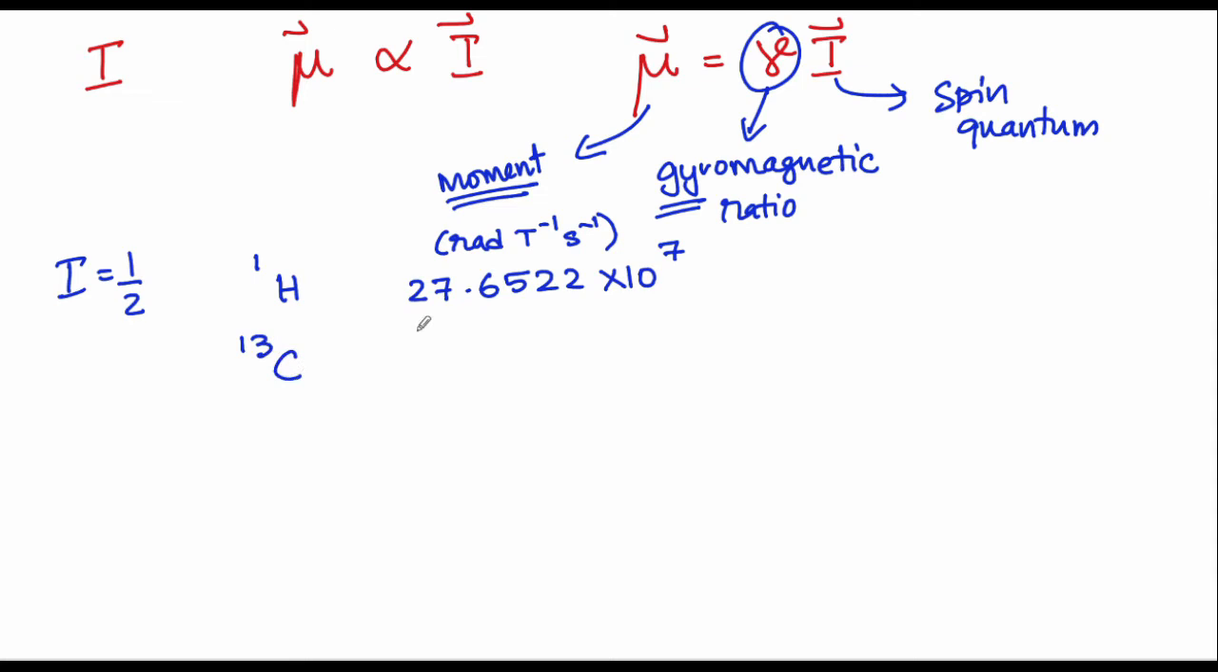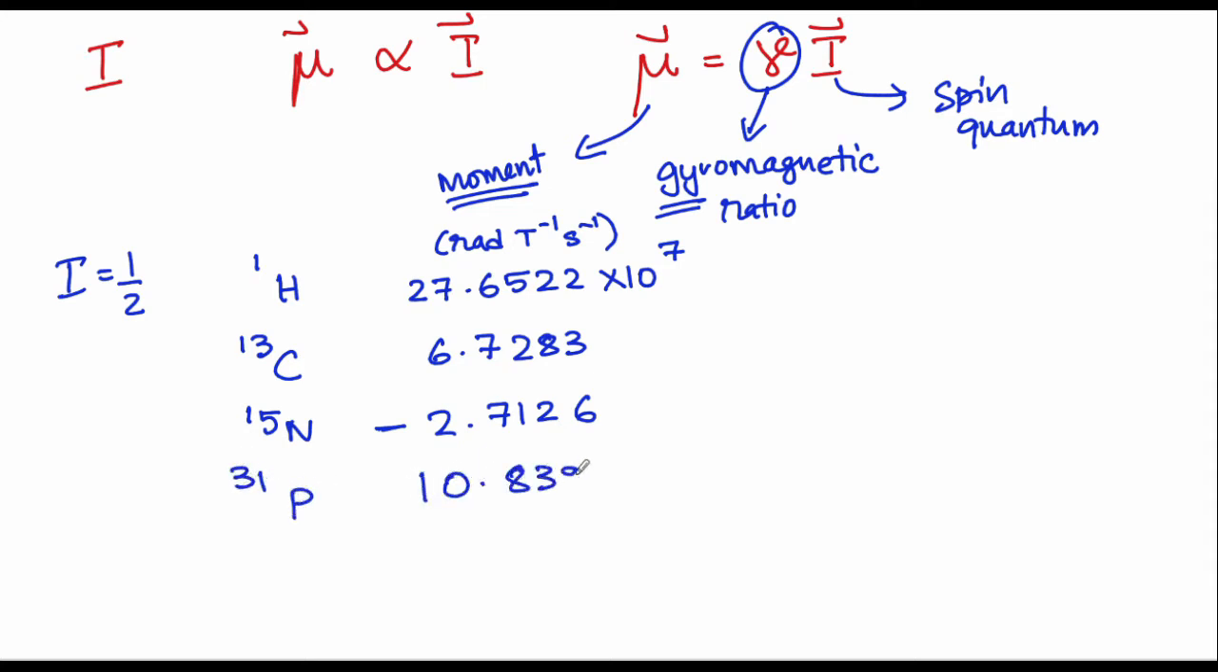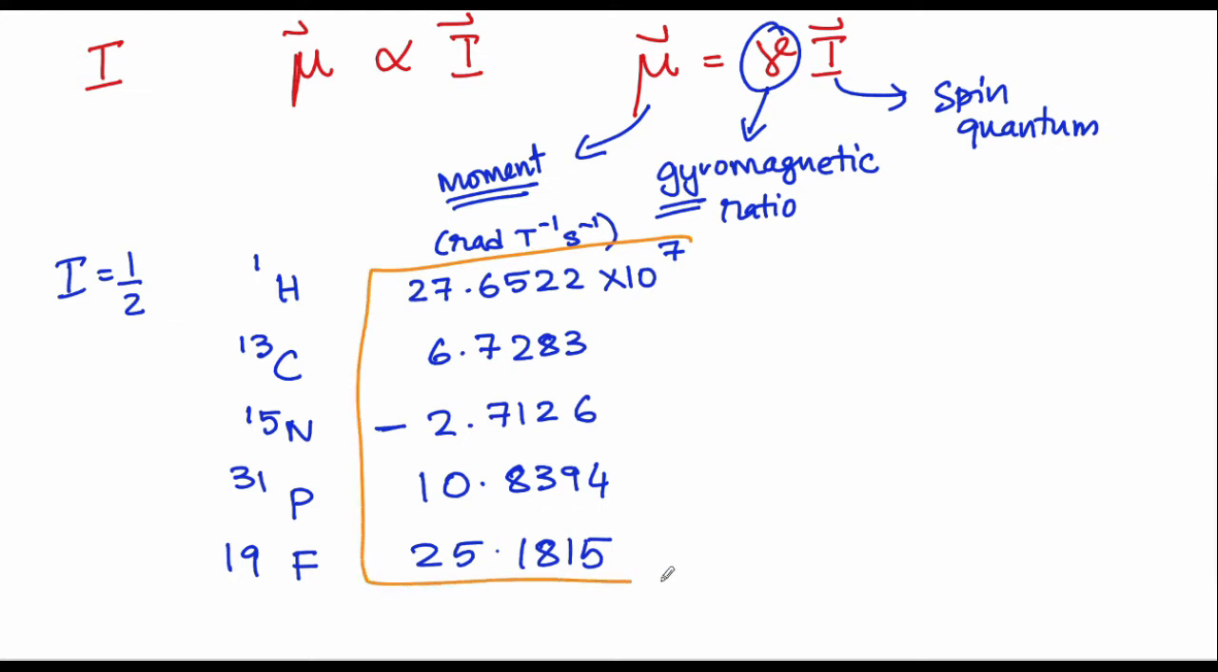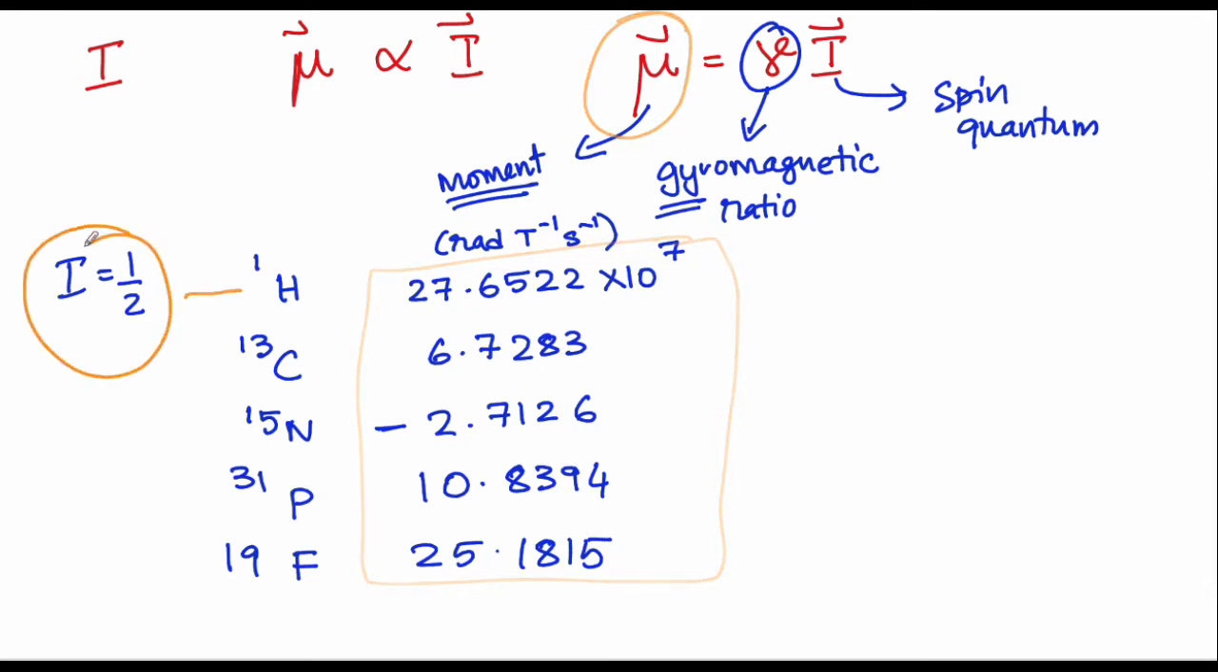And 13C has 6.7283 times 10 to the power 7. 15N interestingly has a negative sign in front of it, minus 2.7126. And 31P has 10.8394. Fluorine 19F has 25.1815. The important thing is that the magnitude of the gyromagnetic ratio makes us understand that the dipole moment for each of these nuclei, although all of them are spin half, is going to be different.